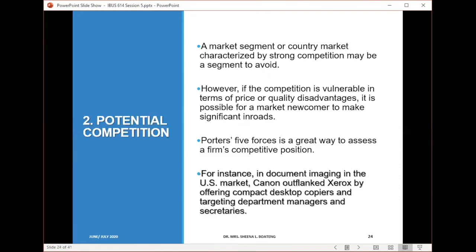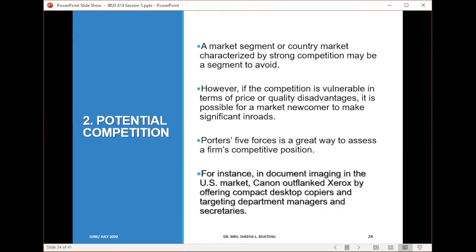Next, we can talk about potential competition. And like I said, the fact that the market is attractive is not enough for you to jump headfirst into selling in that market. You need to think about the potential competition. So if a market segment or a country market that you are targeting is characterized by strong competition, it may be a segment to avoid, especially when you are not one of the strongest players who has enough resources and network to be able to survive the competition that is taking place.